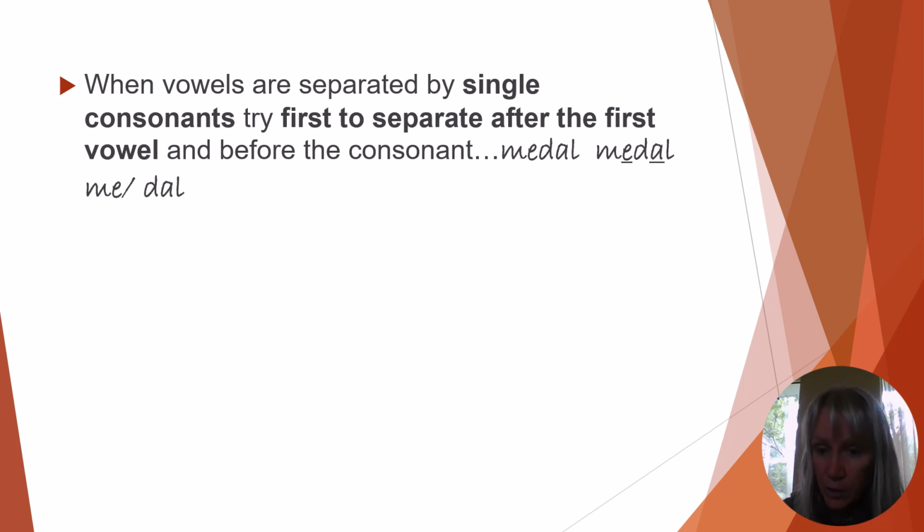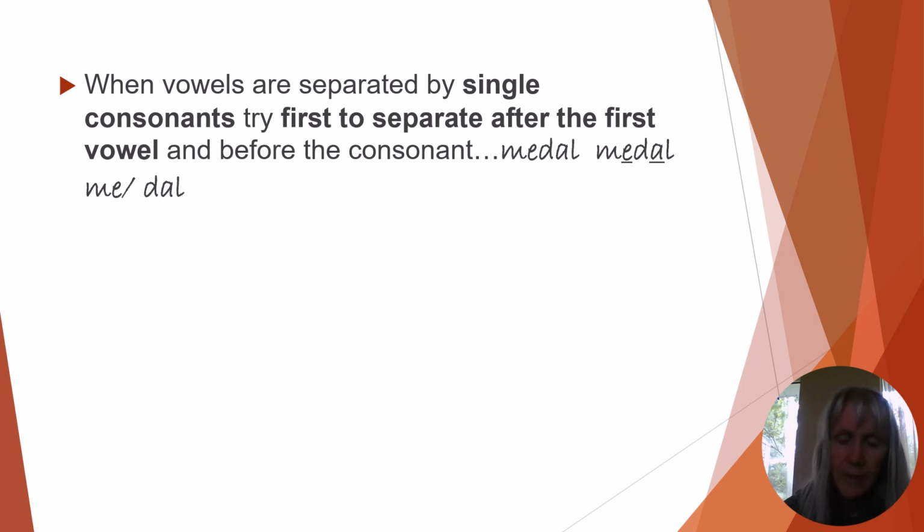The first thing we're going to try to do then is separate between the first vowel and the first consonant. So we will try ME for one syllable and DAL for another. Let's sound that out. Me, dull. Because remember, if my syllable ends with a vowel sound, that vowel sound will say its own name. So we will hear me instead of meh, me, and then dull, me dull, me dull. Does that sound correct? No, it doesn't.